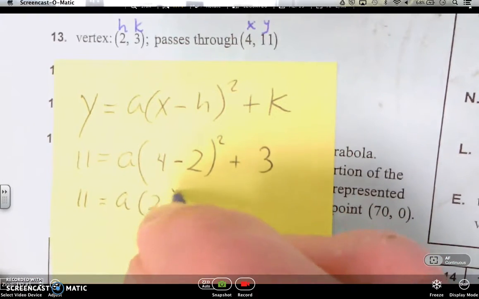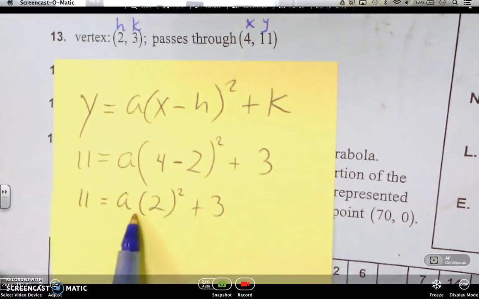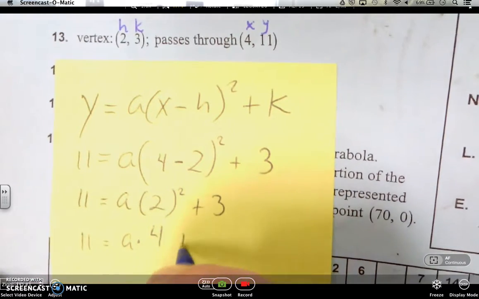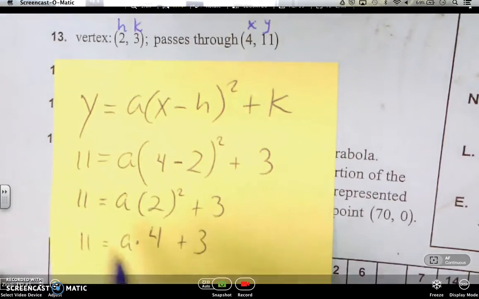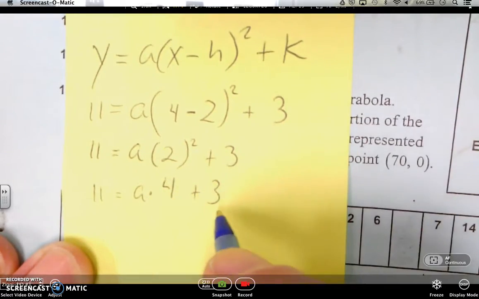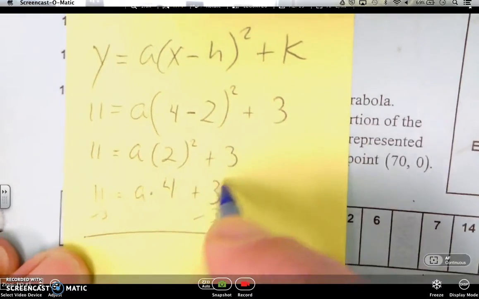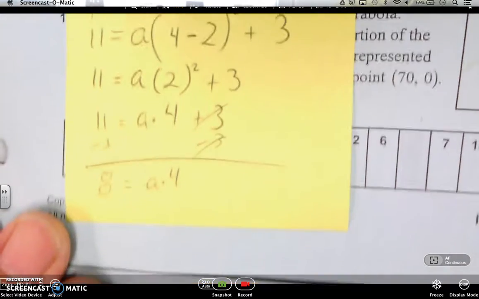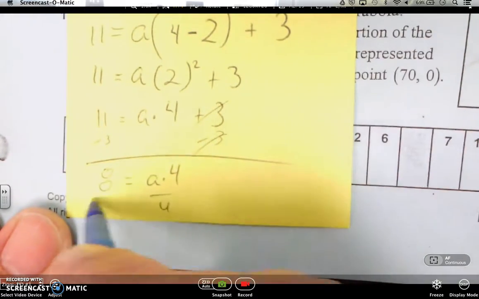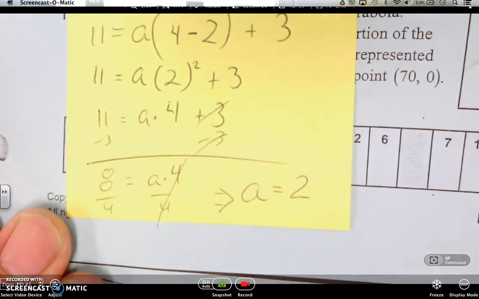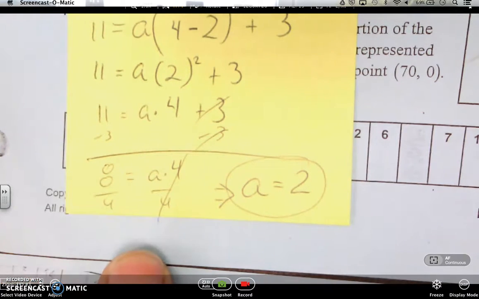4 minus 2 is 2, still squared, and 3. Before you multiply them, you've got to do exponents first. So 11 equals A times 4 plus 3. 11 equals A times 4 plus 3. So we want to get A alone. So before we can get rid of this times 4, we're going to go minus 3, minus 3. Those cancel. And you got 8 equals A times 4. So divide by 4, and you get A equals 2. All right, there's your value. Now that's not your whole equation, that's just the value of A.